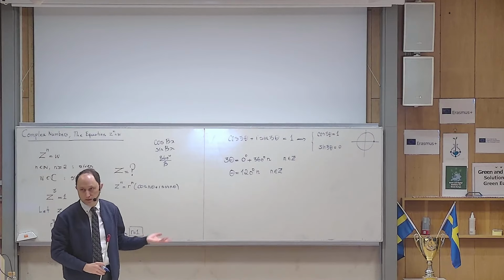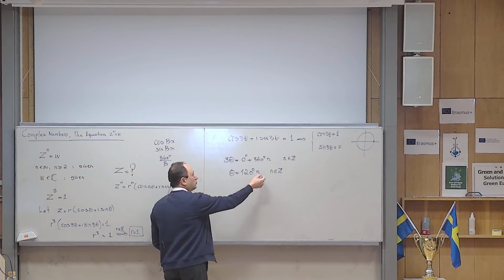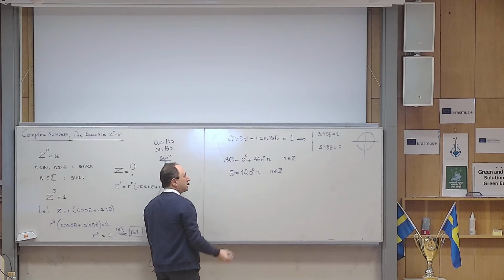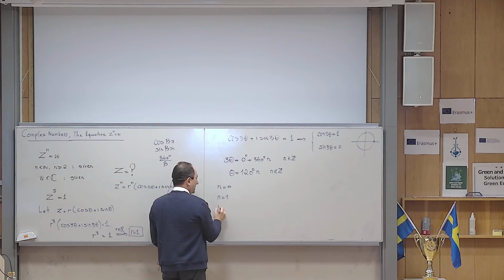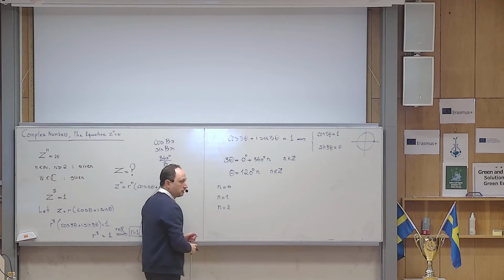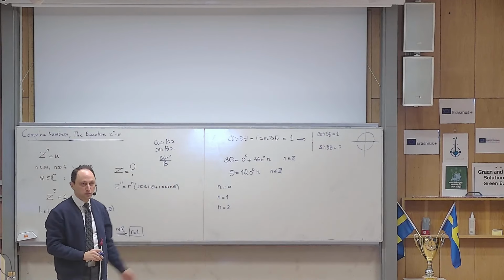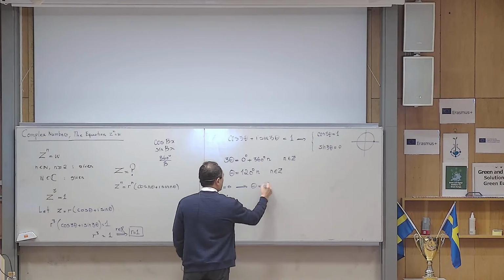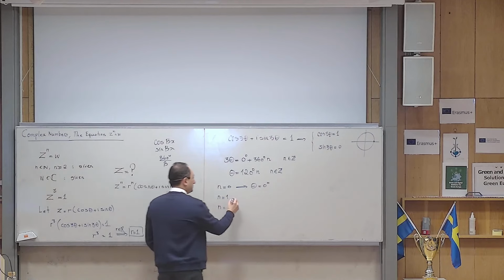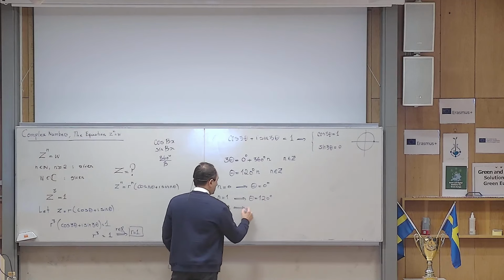Three only. So in principle, you have to assign all possible values for n, but don't do that. Only 3 of them is enough, and those choices are 0, 1, and 2. This is not compulsory. You can choose any 3 consecutive ones, but this is the standard one we choose. So if n is equal to 0, theta is 0 degrees. If n is 1, theta is 120 degrees. And if n is 2, theta is 240 degrees.